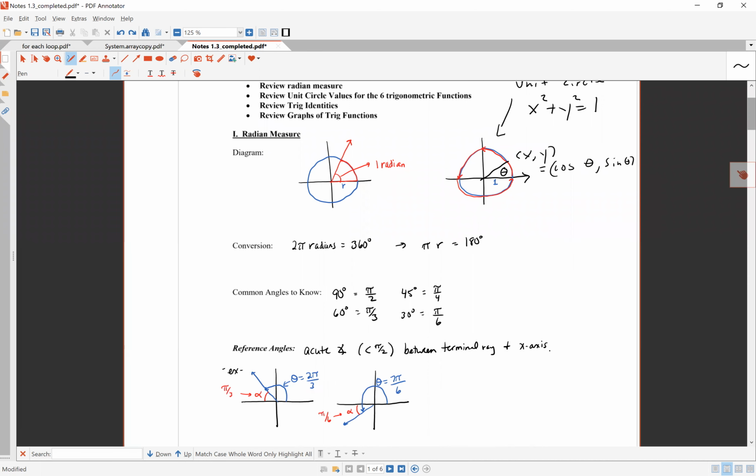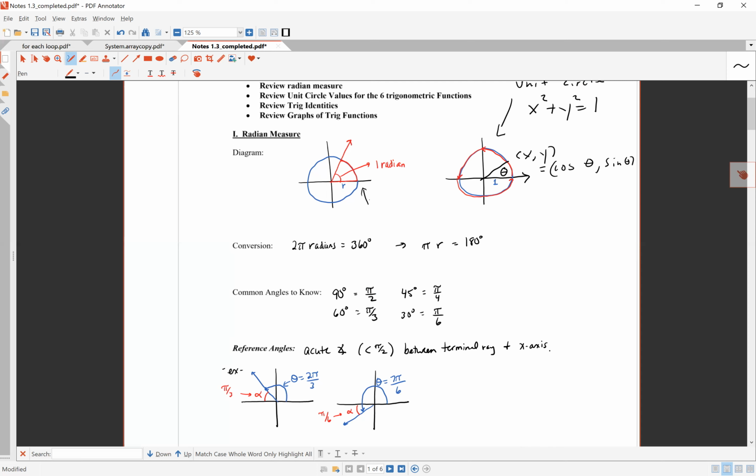Okay, so just some common conversions. We know that 2 pi radians, where you go around the entire unit circle, is 360 degrees. So if you start at 1 comma 0, like right here, and wrap around 2 pi radians, you'll be back at the starting point. Pi radians is 180 degrees. Pi over 2 radians is 90 degrees. Pi over 3 radians, because pi radians is 180 degrees, you divide by 3, you get 60 degrees.